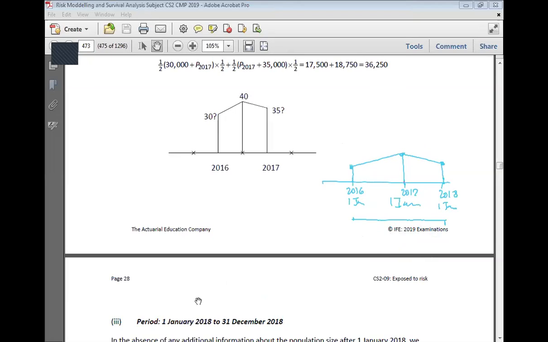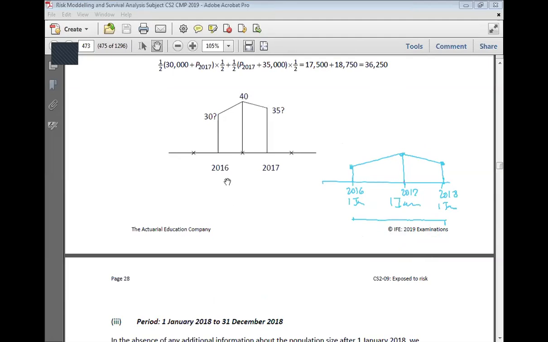From 1 January 2018 to 31st December 2018. Okay, now this is weird, right? Because we only have information about 1 January 2018. So all you can say here is that either it remains constant throughout the year up until 31st December, or that you cannot say anything about the exposure to risk.